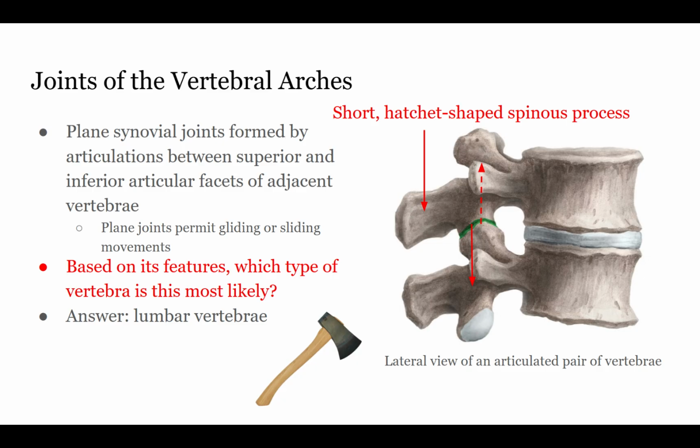Some indicators that we are not looking at cervical or thoracic vertebrae are that there are no transverse foramen, which was a characteristic of the cervical vertebrae, and there are no costal facets, which was a regional characteristic of the thoracic vertebrae.